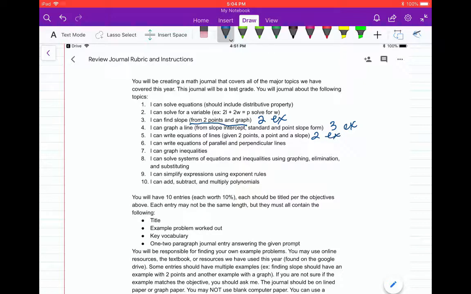And then number 8, where I can solve systems of equations and inequalities, graphing, elimination, and substituting. So that's 3 examples. And inequalities is a different example. So you should actually have 4 total examples here.